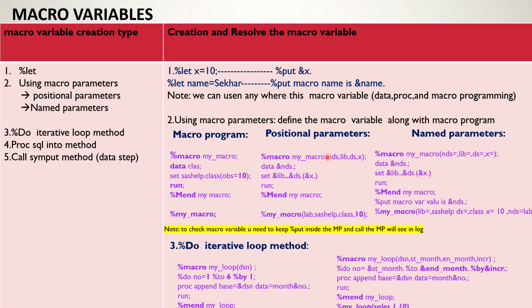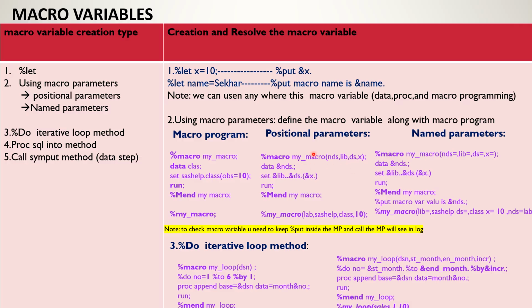Here we assign the variables, like &NDS and all these macro variables. We defined them here and assigned them inside the macro programming using positional parameters. In the same programming with named parameters, we can see NDS = G. See, every variable has an equals sign in front.